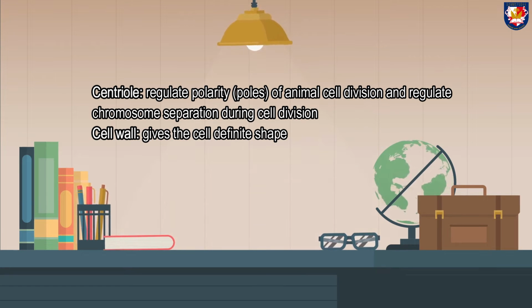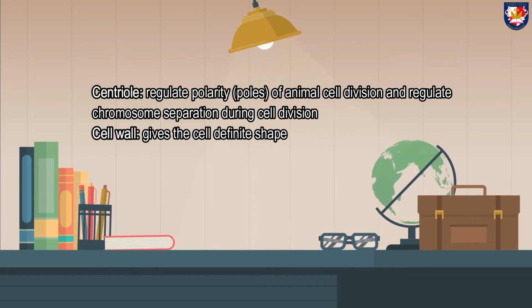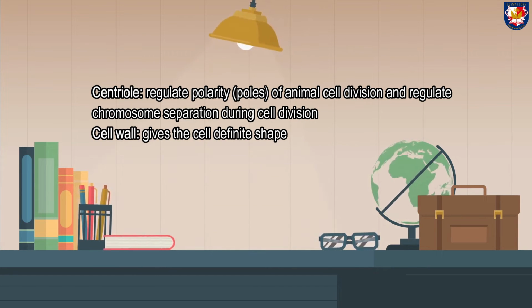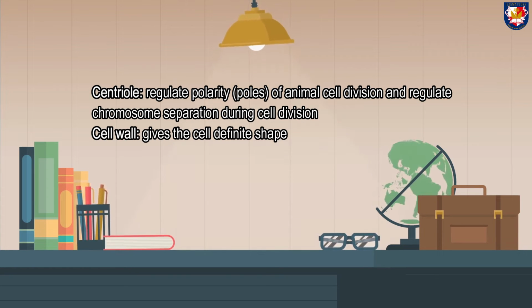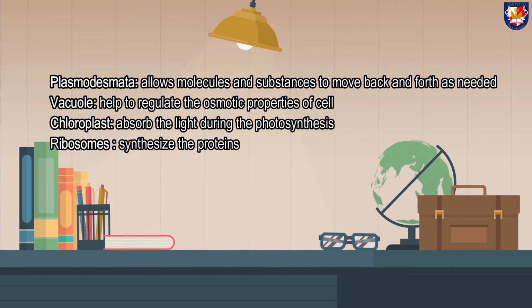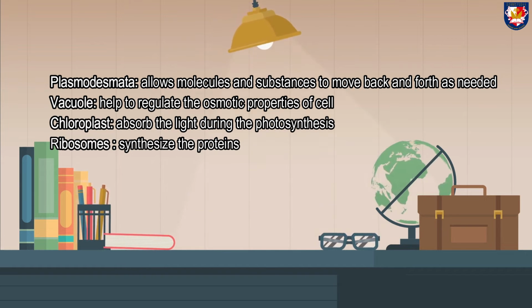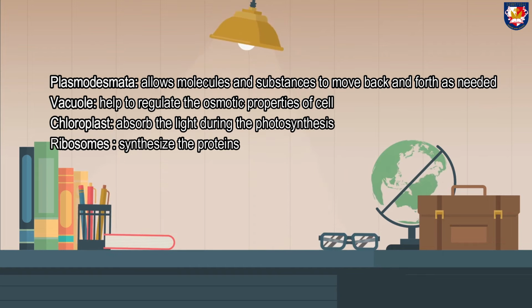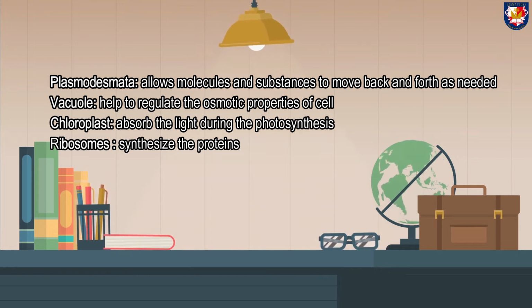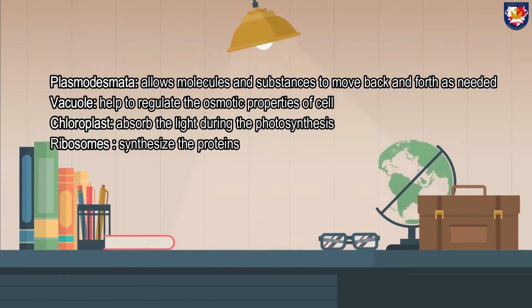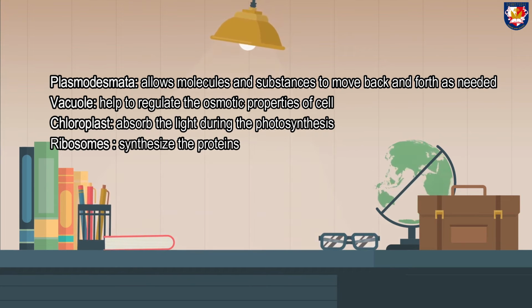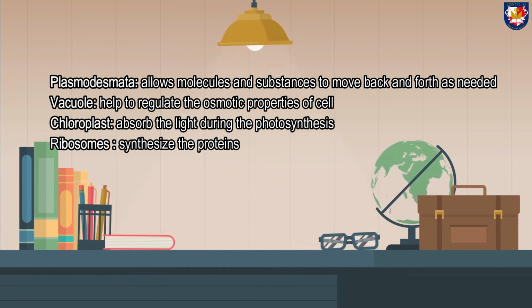Centriole is used to regulate the polarity or the poles of the animal cell divisions and regulate the chromosome separation during the cell divisions. Cellulose is used to give the cells definite shape. Plasmodesmata allows molecules and substances to move back and forth as needed. Vacuole helps to regulate the osmotic properties of the cells. Chloroplasts absorb the light during photosynthesis. Ribosomes are used to synthesize the proteins.